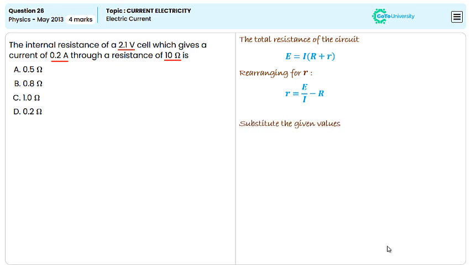Substituting the given values, where E is 2.1, I is 0.2 amp, and R is 10 ohms, we get internal resistance r = 2.1/0.2 - 10, which is equal to 10.5 - 10, which is equal to 0.5 ohms. The internal resistance of the cell is 0.5 ohms, so the correct answer is option A.